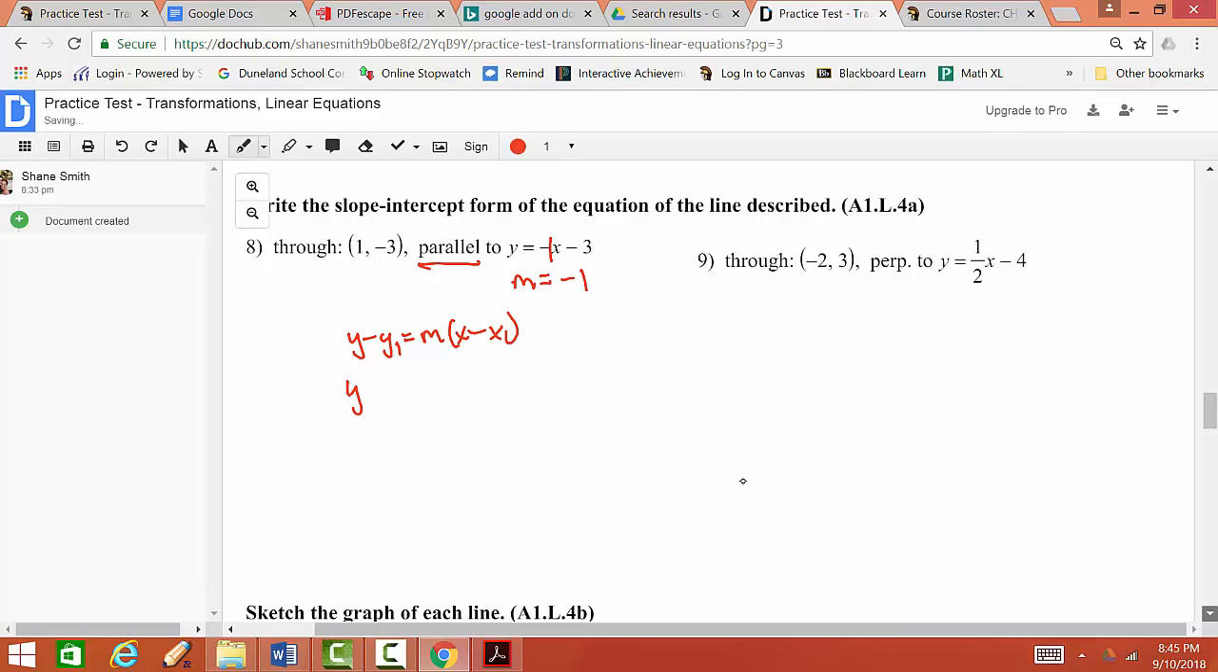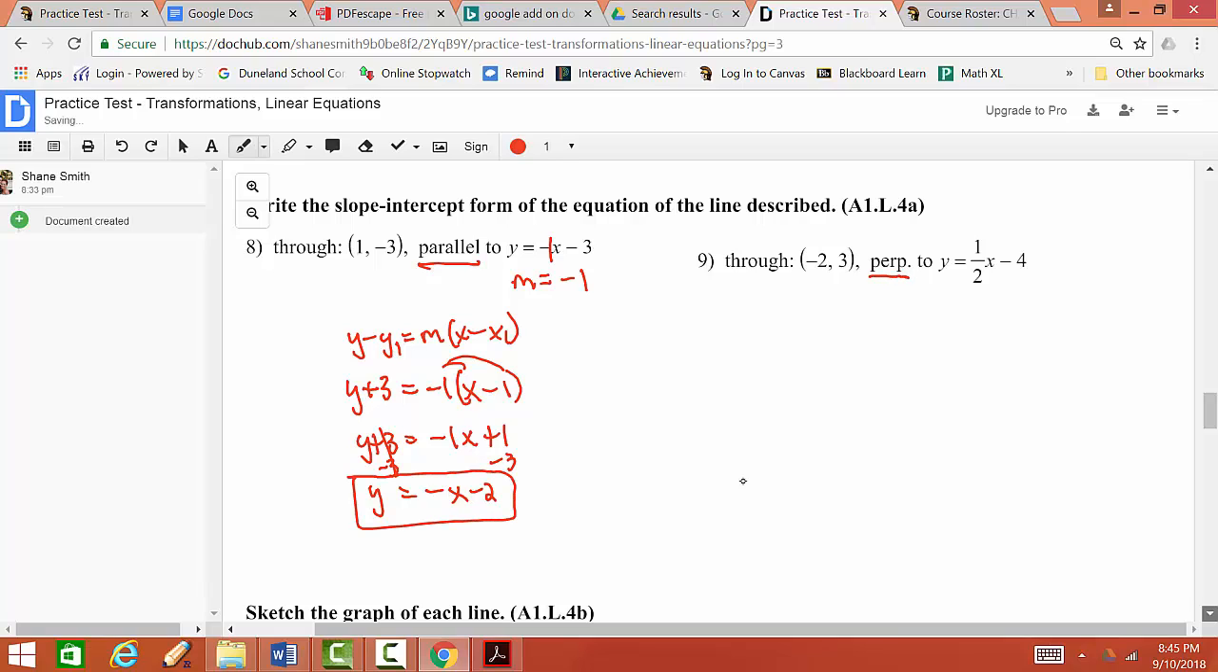Okay, so y minus, which is actually plus 3, because it's minus a -3, equals -1 times the quantity x minus 1. So y plus 3, distribute the -1, subtract 3 from both sides. So that's just -x minus 2.